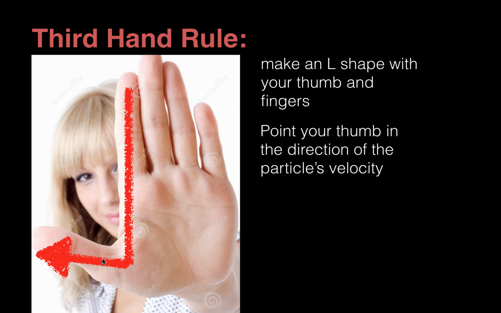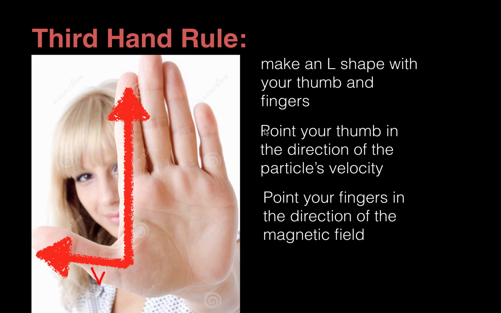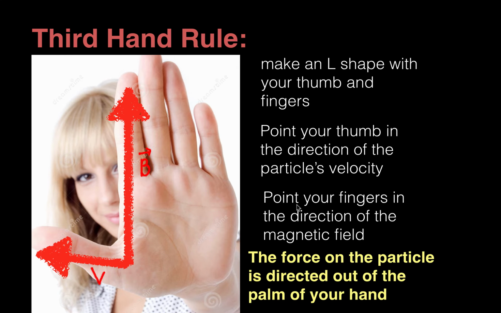You point your thumb in the direction of the particle's velocity. You point your fingers in the direction of the magnetic field. The force on the particle is directed out of the palm of your hand.